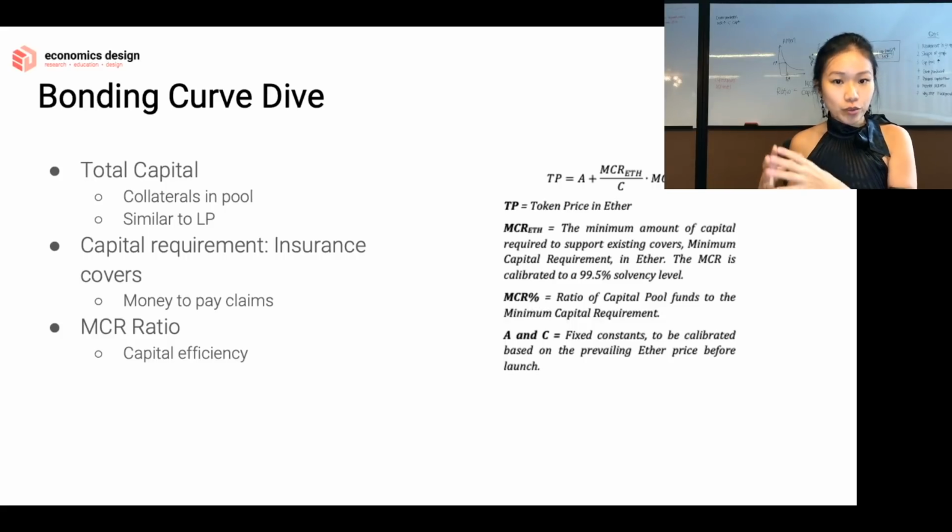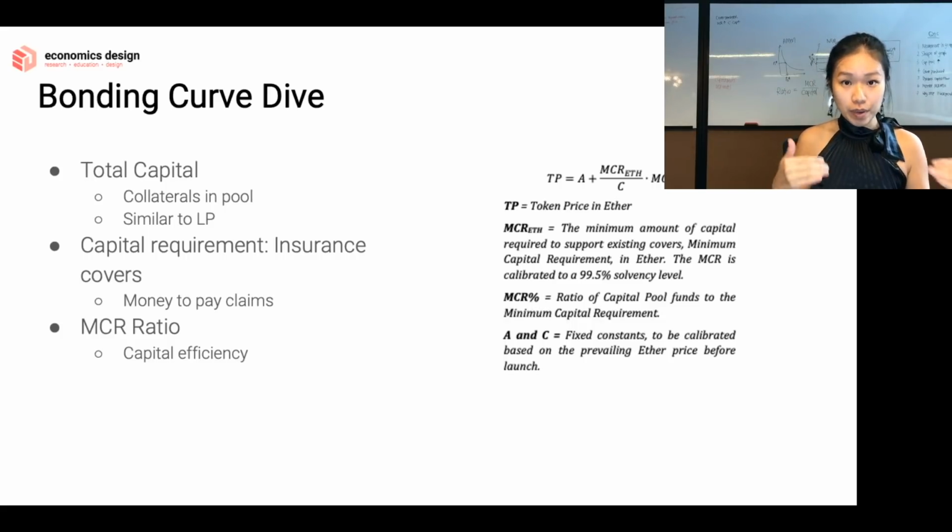Then the capital requirement is the minimum amount of money required to pay the claims. Let's say 1% of all the claims are defaulted and you have to pay out; that is what the minimum capital requirement is. That's how you get it. And the ratio is capital efficiency. You have the total capital divided by the requirement, so it shows how efficiently your capital is being used.